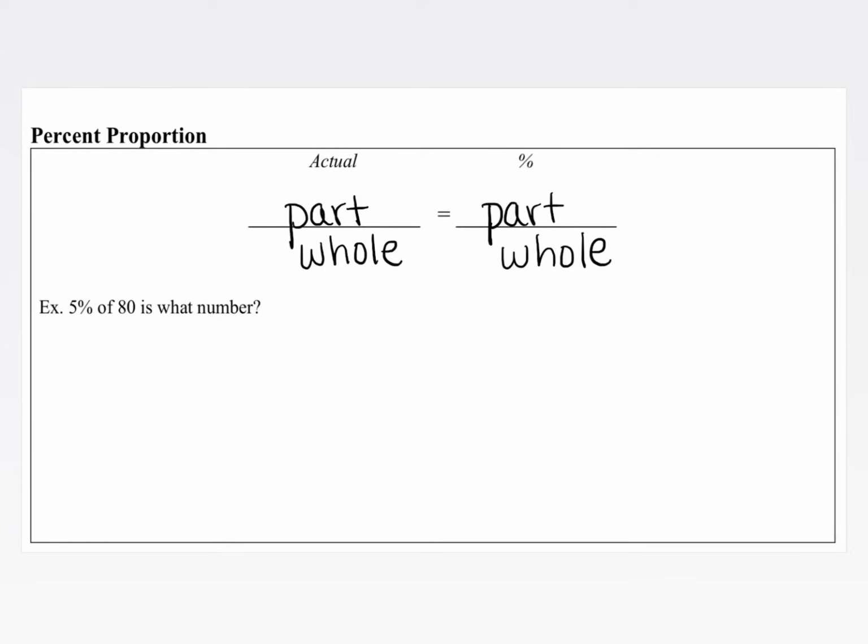So we're only dealing with a portion of the total. In our example here, we have 5% of 80 is what number? So this is the same example that we dealt with before. We ideally should get the same answer that we did in the previous slide. Now this is, again, 5%.